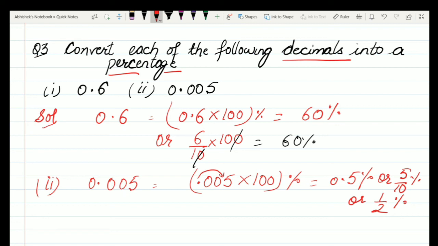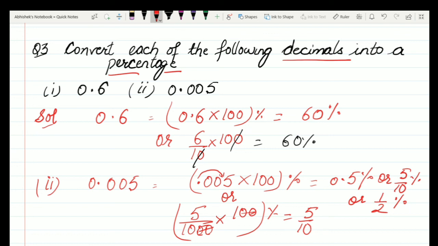You can straight away shift the decimal, or you can solve it by removing the decimal. Here it comes 3 zeros in the denominator. When we remove the decimal, multiply by 100, cancel the zeros. Again here we are left with 5/10%. You can do it with any method.